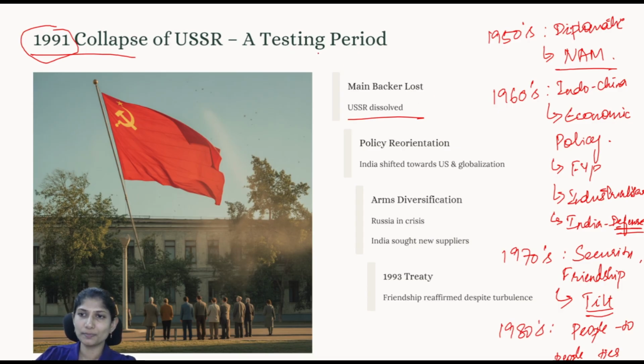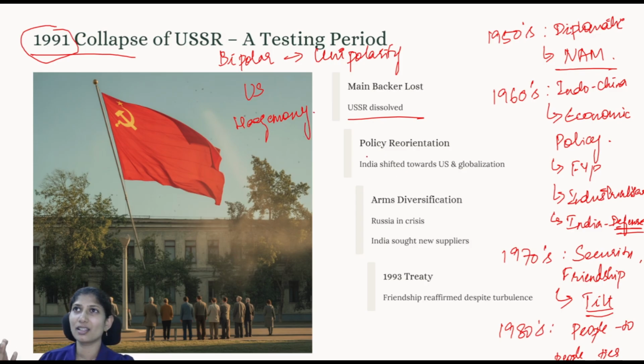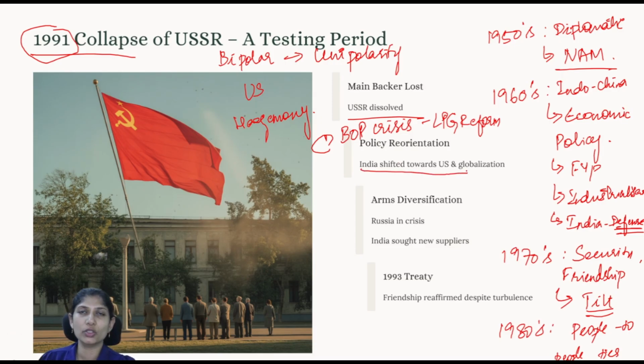Yes, the USSR dissolved, the bipolarity became unipolarity, US hegemony was there. Alongside that, India's economy, India's situation at home itself changed. How? We had LPG reforms, the same 1990s era. And slowly, because of this, we had to open up our economy, and we moved towards globalization, which means your USA. And also at this point of time, we were looking for arms diversification. Russia itself was in crisis, so we had to look for new suppliers.